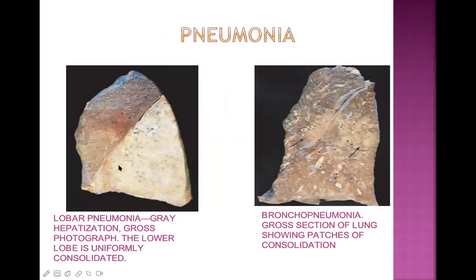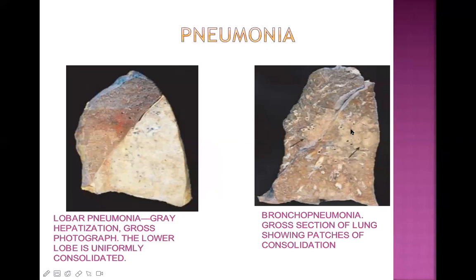Now see here, this is a real pathological specimen which you can see in the pathology lab. Now see this, okay, gray hepatization, the lower one. This is a real pathological specimen, not a schematic diagram. Okay, and this is bronchopneumonia. The whole area is not uniformly consolidated here. Rather than that, the patchy area is consolidated here. In this lung, this area is involved.